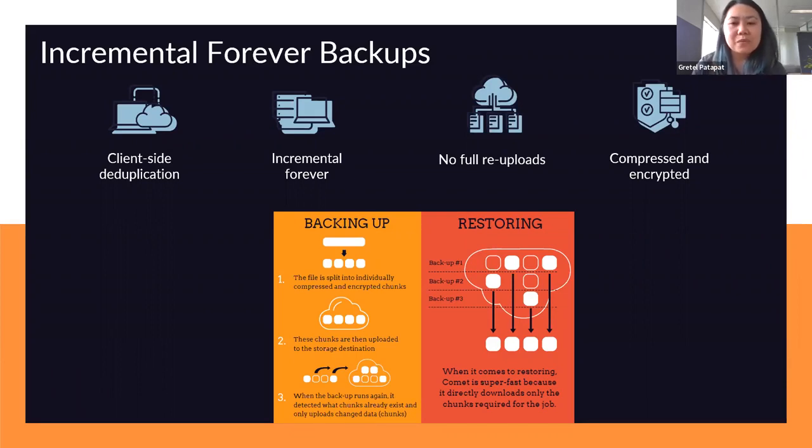The diagram at the bottom of the screen shows the technology that we use. We call it chunking, which is literally splitting files into individually compressed and encrypted chunks. These chunks are uploaded to the storage destination, and when the backup runs again, it detects which chunks already exist. So again, it's incremental forever. You just upload the new chunks, or the changes to your files. When it comes to restoring, it's super fast because it directly downloads only the chunks required for the job. So that's how we manage to provide a really quick backup and restore solution.